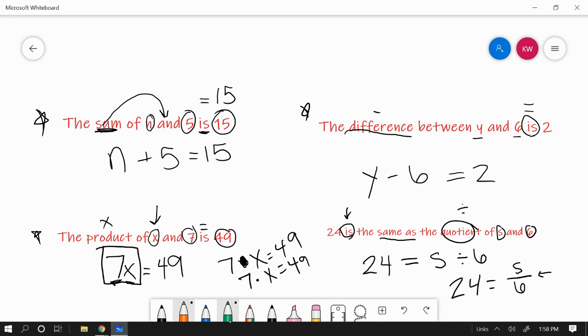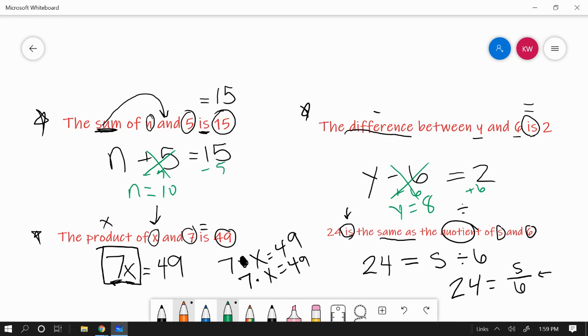So n plus 5 is 15? You could probably solve this in your head, but we want to get n all by itself. And so we're going to subtract 5 from both sides, and we get n equals 10. This one, we want to get y all by itself, so we're going to add 6 to get rid of it. Add 6 to this side, so y equals 8.